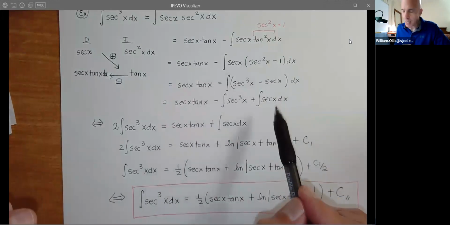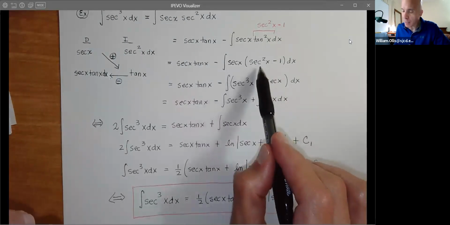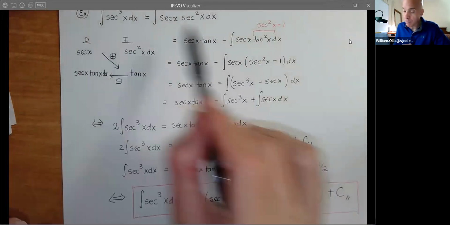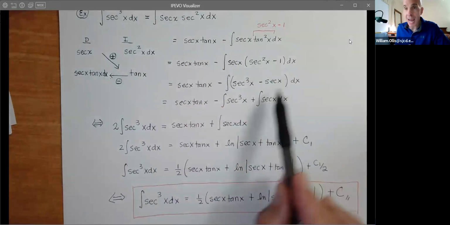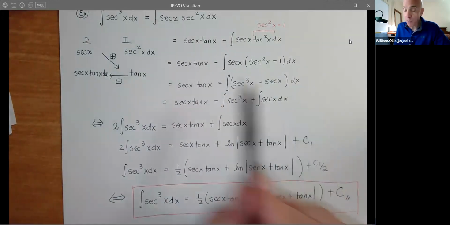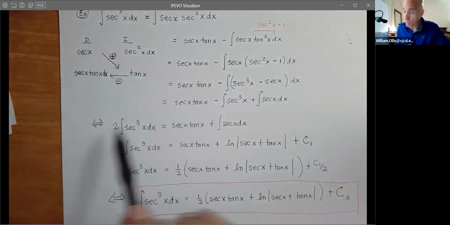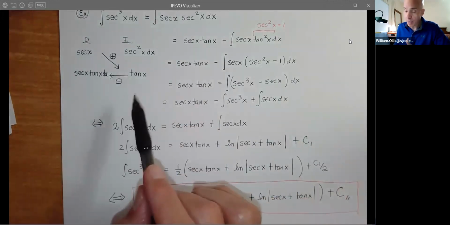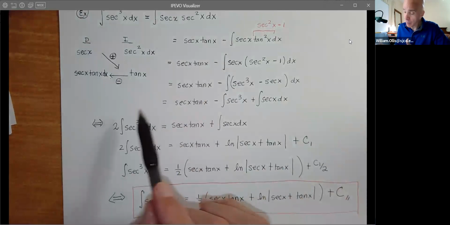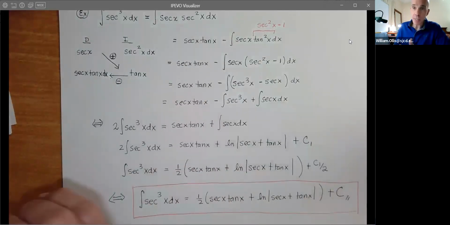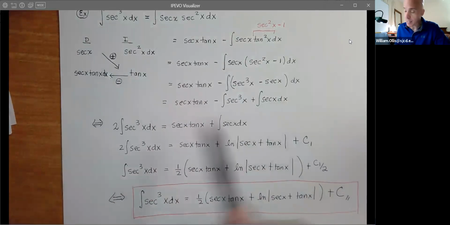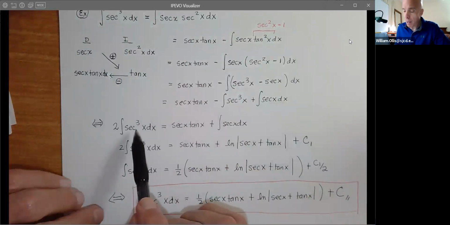And so upon doing that, and I've done all the steps maybe in too much detail, what we see here is we get a copy of this integral on the left-hand side and on the right-hand side. So now this becomes an algebraic equation to find a formula for this. Just like having an x and a negative x, you put all the x's on one side to get 2x. That's exactly what we're doing here.